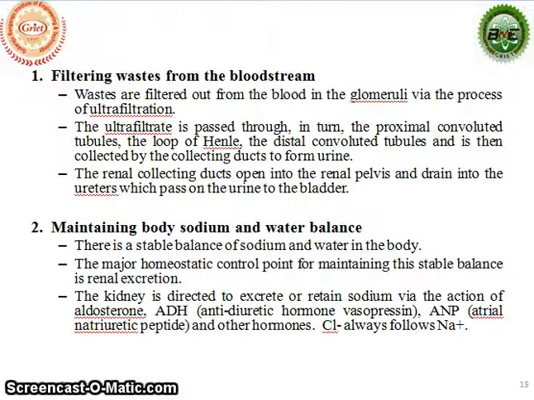Maintenance of body sodium and water balance. There is a stable balance of sodium and water in the body. The major homeostatic control point for maintaining this stable balance is renal excretion. The kidney is directed to excrete or retain sodium via the action of aldosterone, ADH, ANP, which stands for atrial natriuretic peptide, and other hormones. Chloride always follows sodium.